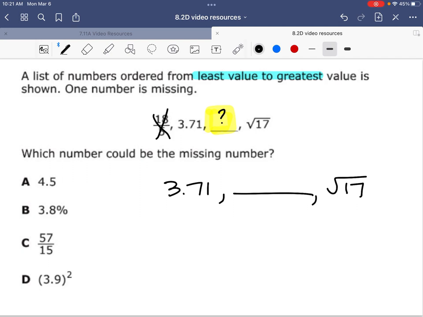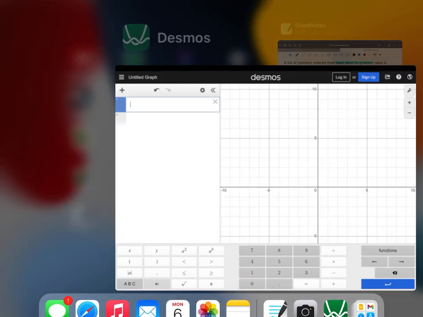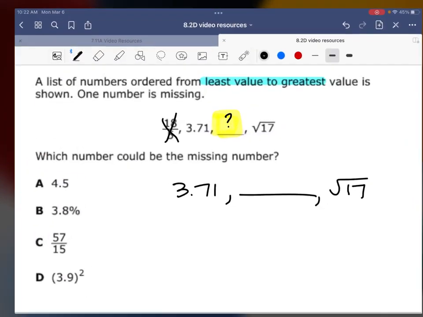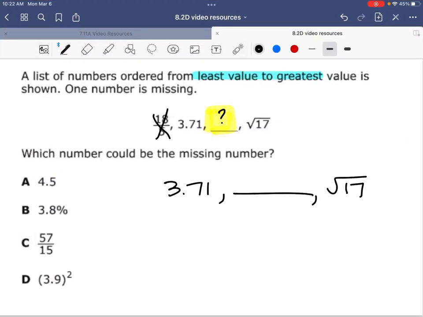So I already know what 3.71 is as a decimal, but I can go use Desmos to figure out what the square root of 17 is. So when I approximate the square root of 17, I get 4.12 if I round to the nearest hundredth. So I'm going to go back and say, all right, what is between 3.71 and 4.12?